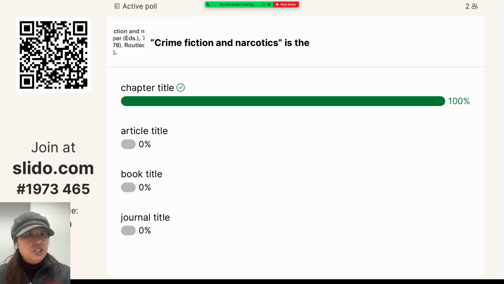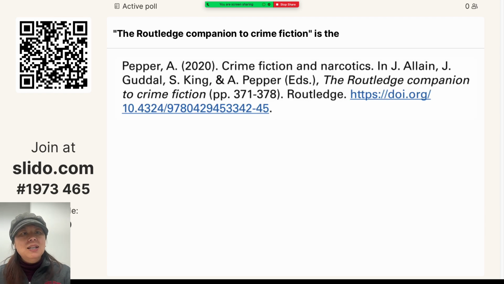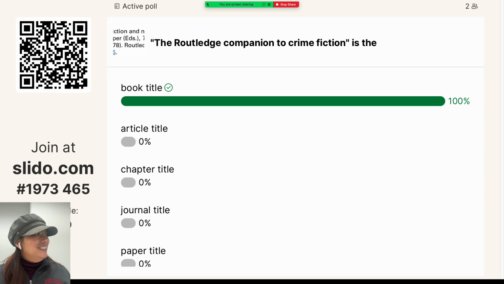So then this next question is going to be easy too. The Rutledge Companion to Crime Fiction is the... By the way, here's another hint. If it's in italics, it's usually the name of the book or the name of the journal, the container on the outside, not what's on the inside. All right. Book title. Nice job. Okay. Let's do another one.